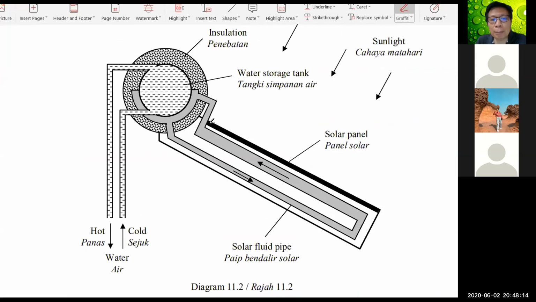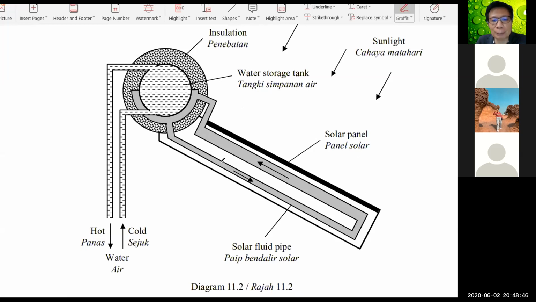The solar panel is this one, the black color one. Solar panel means this is very good in absorbing the sunlight, so the sunlight will be absorbed. This definitely must be black color. Black color, absorb the sun. Black color material is very good in absorbing the sun. So this thing will absorb the sunlight, so it becomes hot.